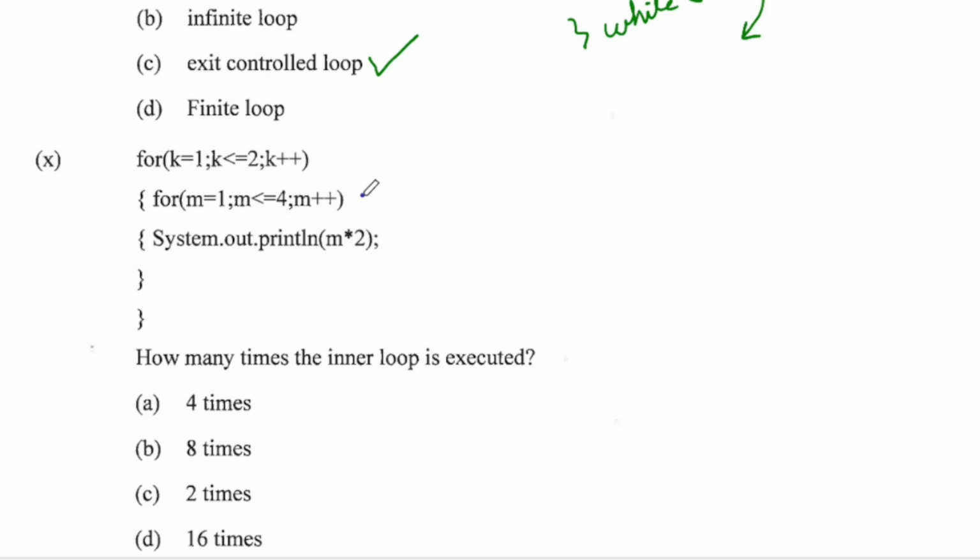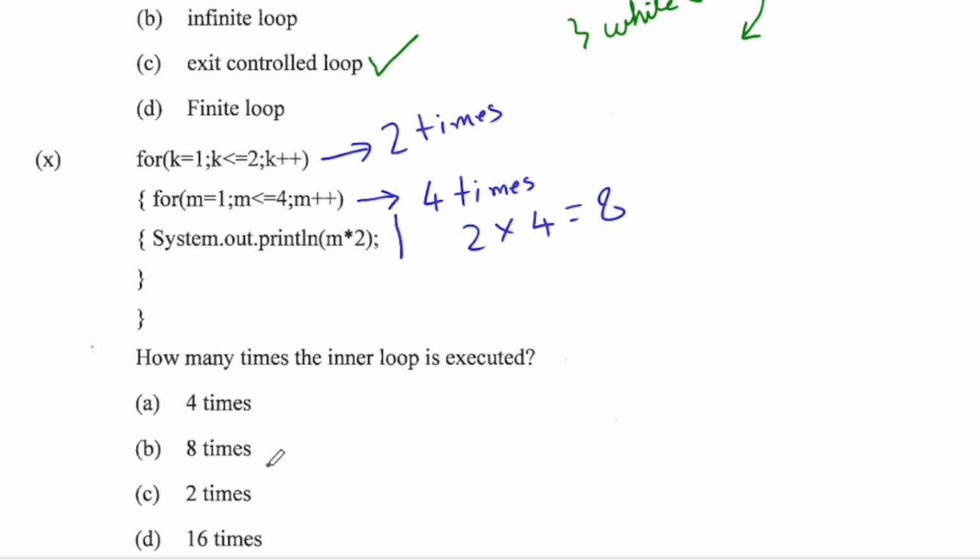Observe that the inner loop by itself is executing 4 times: 1, 2, 3, 4. But since this is an inner loop and the outer loop is executing 2 times, the total number of times the inner loop is getting executed is 2 into 4, 8 times.